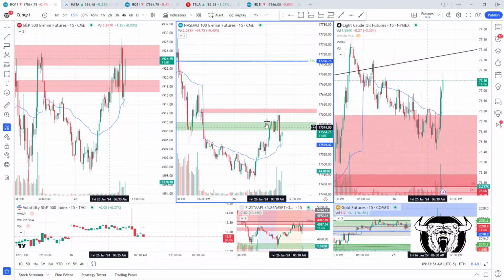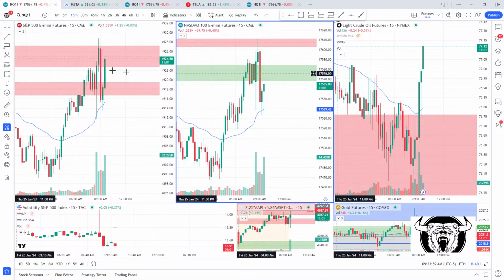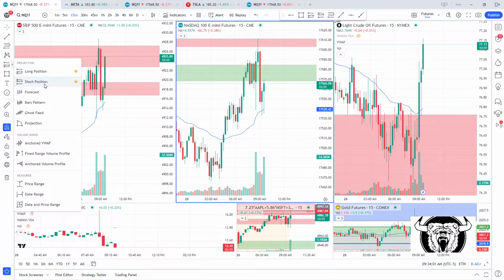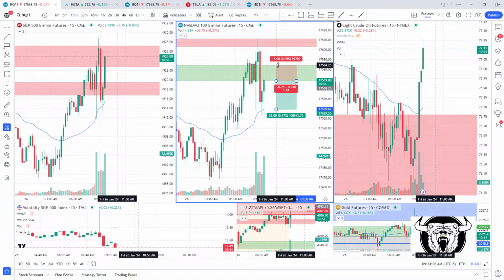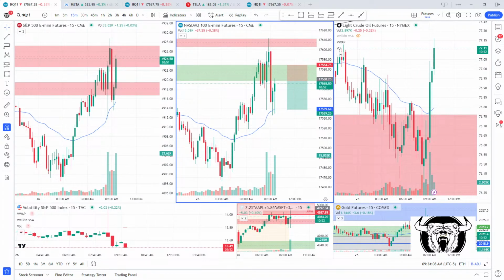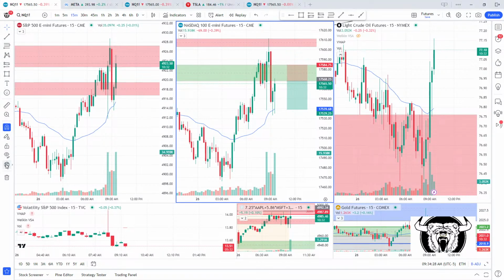We have a nice pullback on the NASDAQ up here. Looks like we might be getting a lower high. That's what I'm looking for to form right here, is a lower high on the NASDAQ. If we fail this zone right here, I would look for something like this. We'll just wait and see. We are starting to get that rejection at that zone. Let's see.